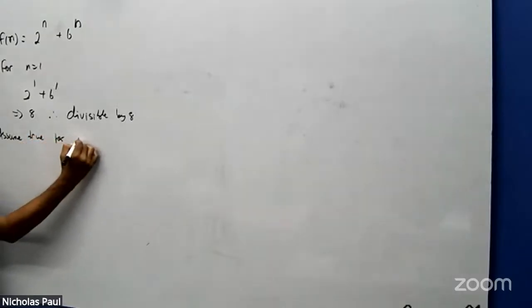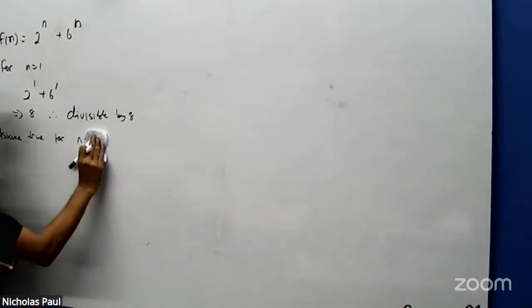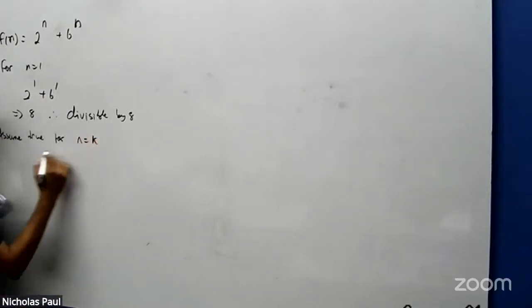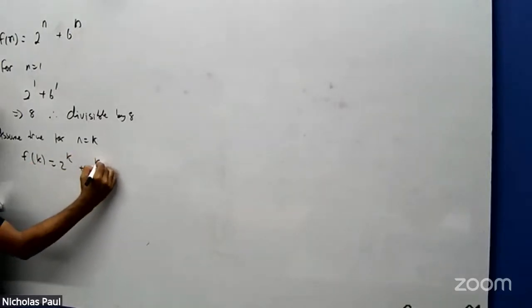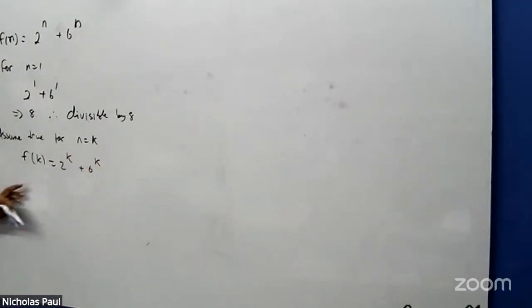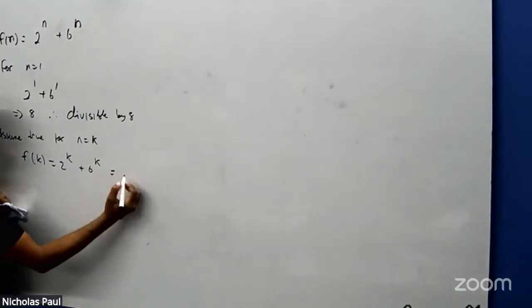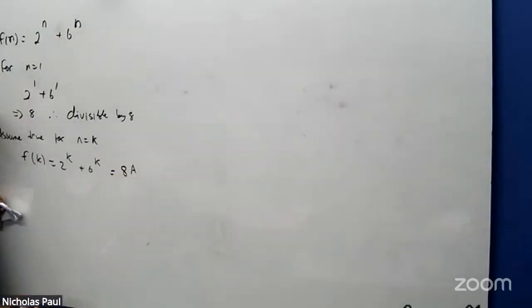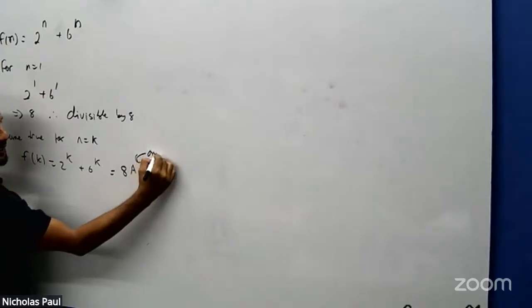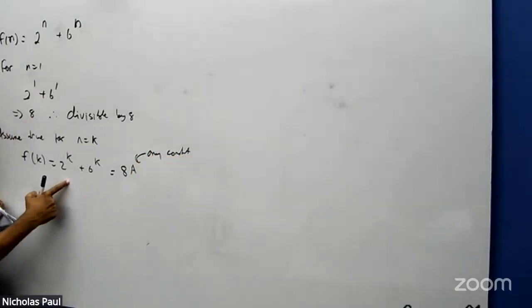Assume true for n equal to, sorry, n equal to k. That means f(k) is equal to 2 to the k plus 6 to the k. So we know f(k) is divisible by 8. If you want, you could also write that it is divisible by a, where a is any constant. Everybody okay with that? Nice.